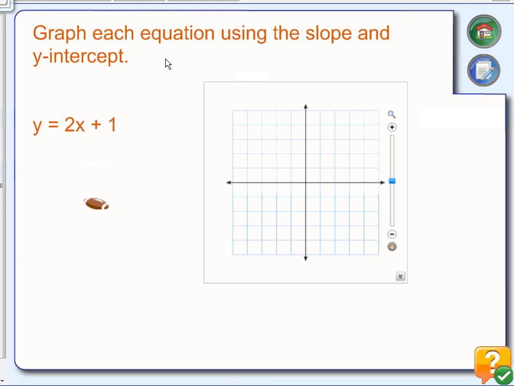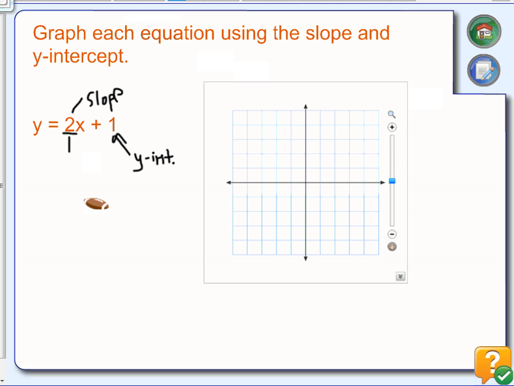So it says graph each line using slope and y-intercept. Okay, so I have y equals 2x plus 1. Well, the first thing we need to do is identify the slope and the y-intercept. So I'm just going to do that real quick. So this is my y-intercept. And then the positive 1, remember you always have to pay attention to the sign in front of it. And then my 2 is my slope. Okay, so this is slope. Now, one thing you need to notice is we need a rise over a run. So whenever it's a full number like 2, we always need to put it over 1.